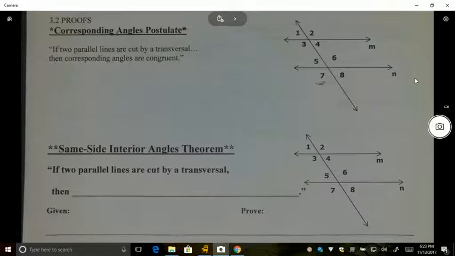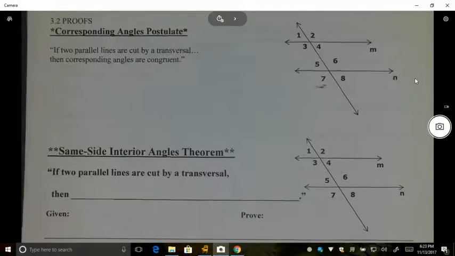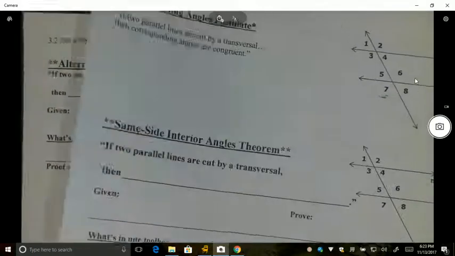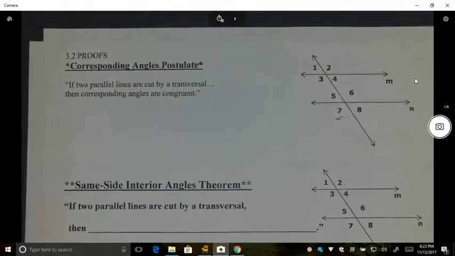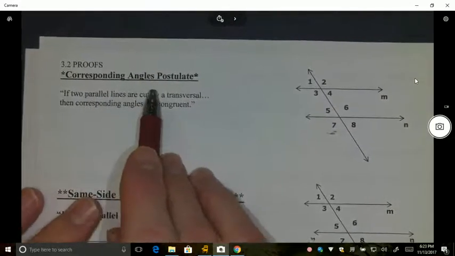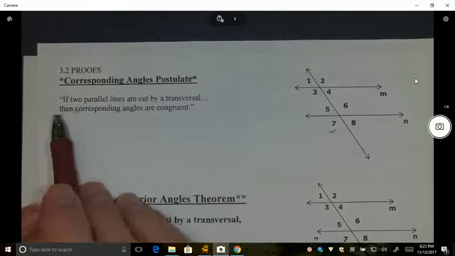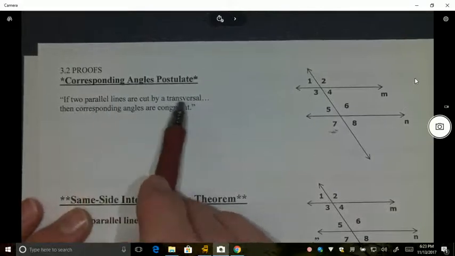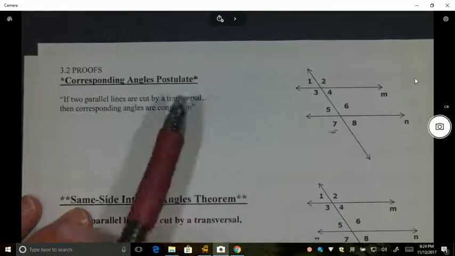Welcome to lesson 3.2, the proofs of several theorems that we used or that we will be using in proofs and in solving problems. One of them is not a theorem, it's the corresponding angles postulate, and this says if two parallel lines are cut by a transversal, then corresponding angles are congruent.